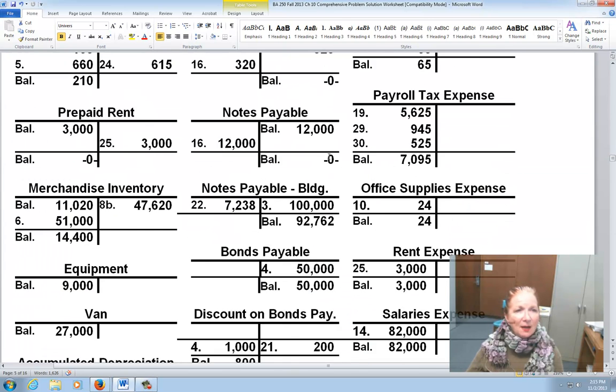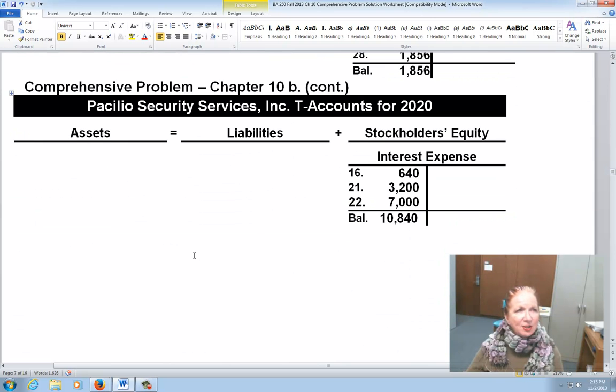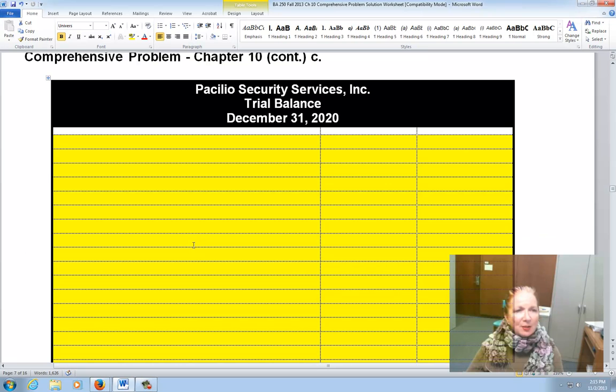And then after we get all of those accounts and we get all of their balances, the next thing that we have to do is to prepare a trial balance. And so this time you have to prepare a trial balance. You have to go back and find those balances in the T accounts, in the general ledger T accounts, and you have to put them in.